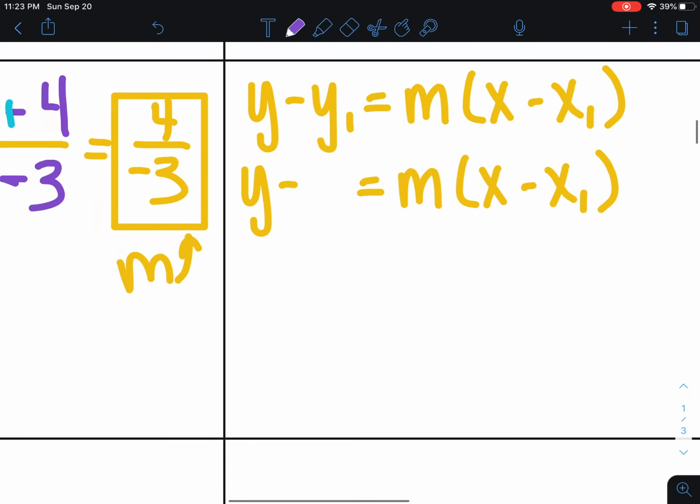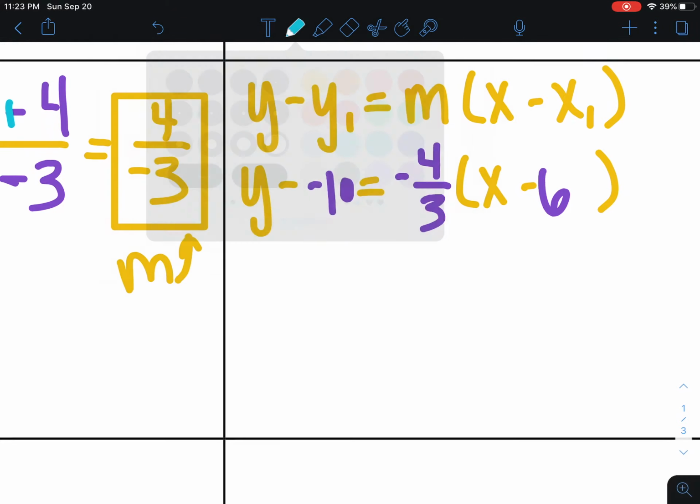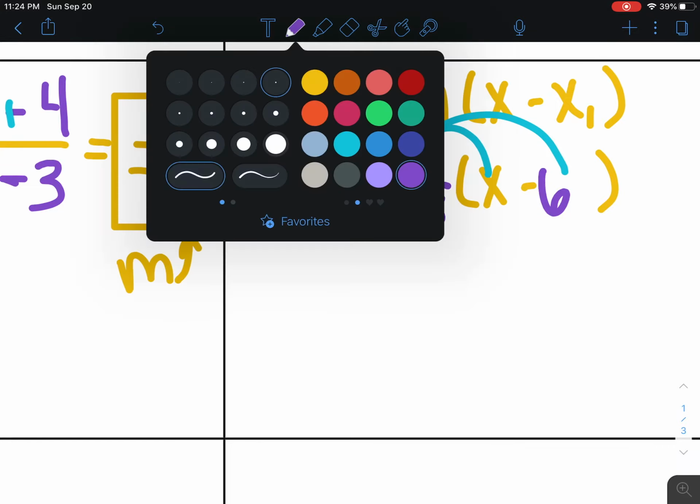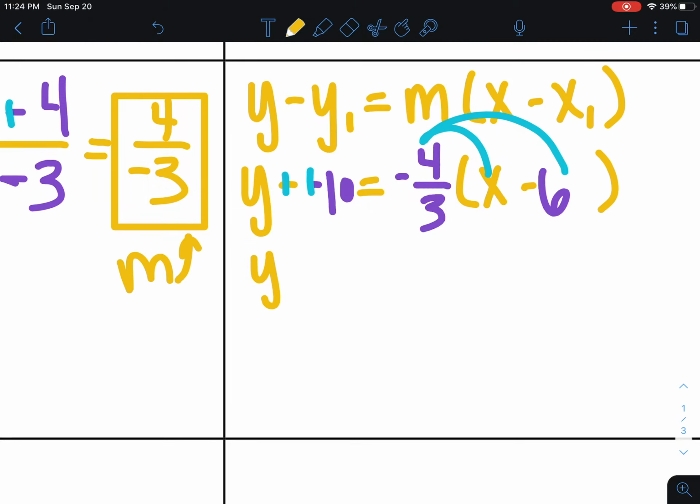Okay. Negative 10, and then real quick, let me go ahead and put this 6 right here before I forget what it was. All right, and then the slope was, we just got that, negative 4/3. Okay, so now I'm going to go ahead and get rid of that double negative. Then I'm going to distribute. And here we have y plus 10.